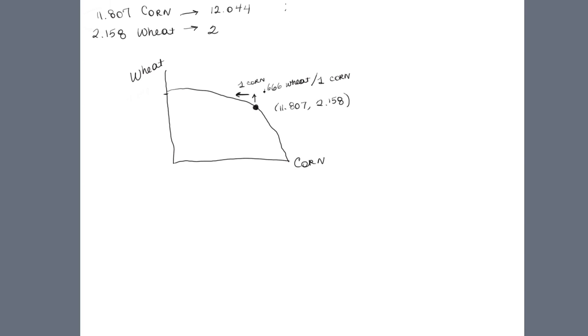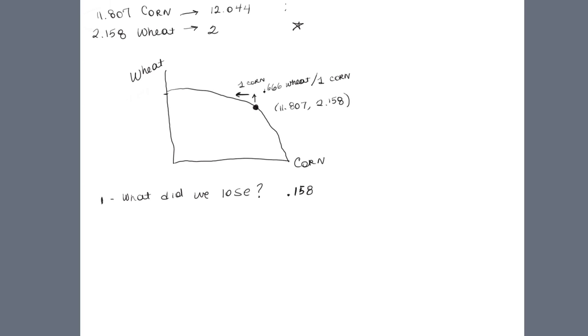So again, let's ask the question like we did before. What did we lose? And I just like to start with what we lost because I think it helps keep everything straightforward. We could start with what we gain and we would arrive at the same conclusions, but I like to start with what we lost. So in this trade-off, remember we gained in corn and we lost in wheat. And how much wheat did we lose? We lost 0.158 billion bushels of wheat.